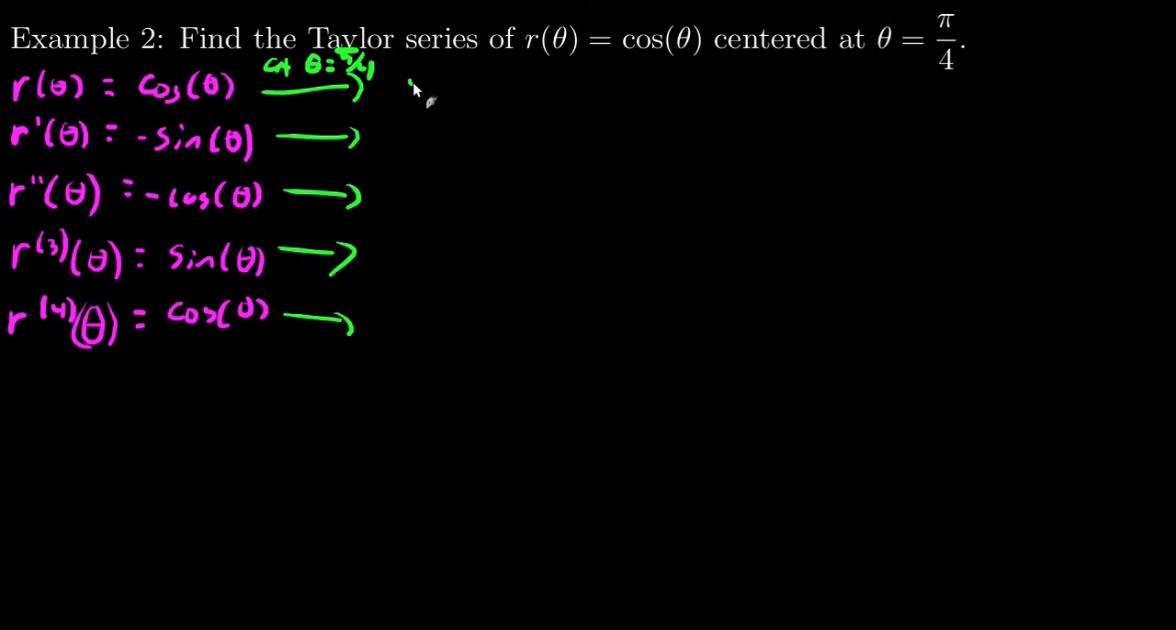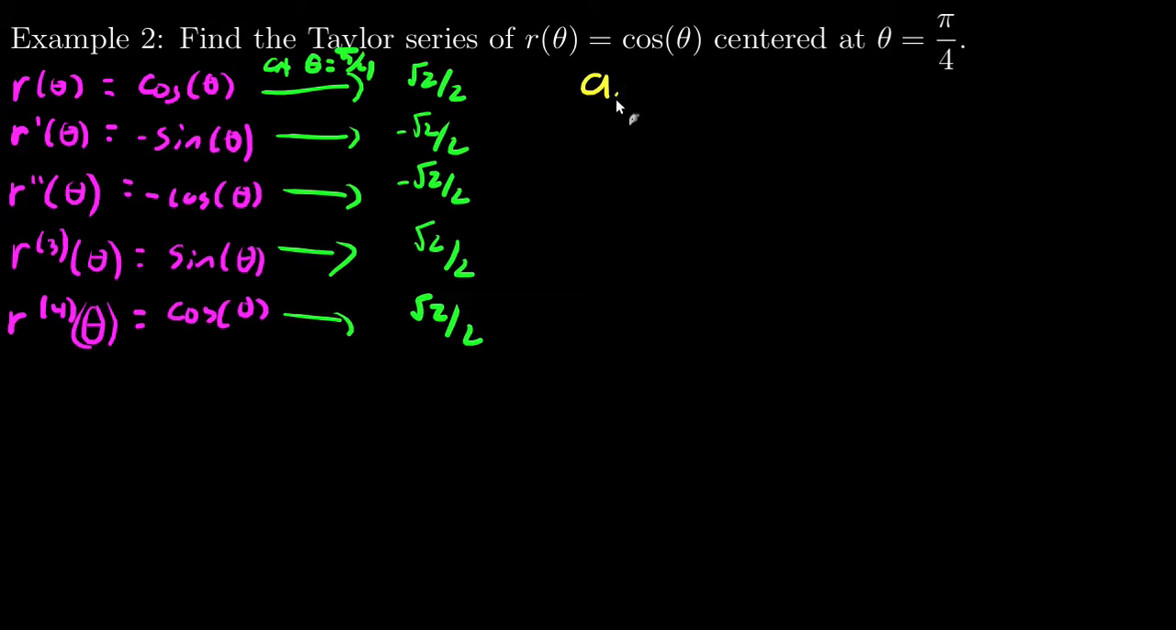Cosine of pi over 4 is root 2 over 2. Negative sine of pi over 4 is negative root 2 over 2. Negative cosine is negative root 2 over 2. Positive sine is positive root 2 over 2. Positive cosine is positive root 2 over 2. Okay, so we see some type of pattern going on here.